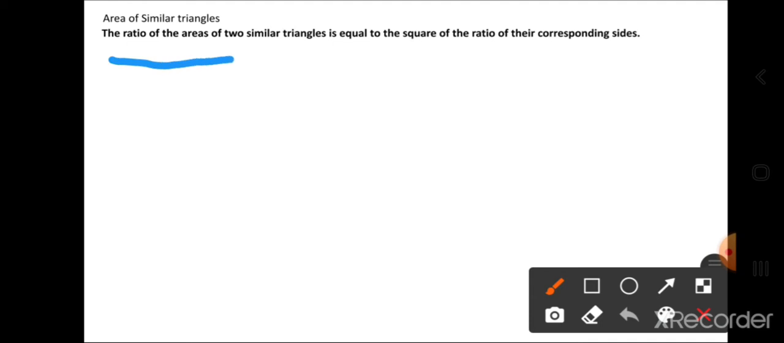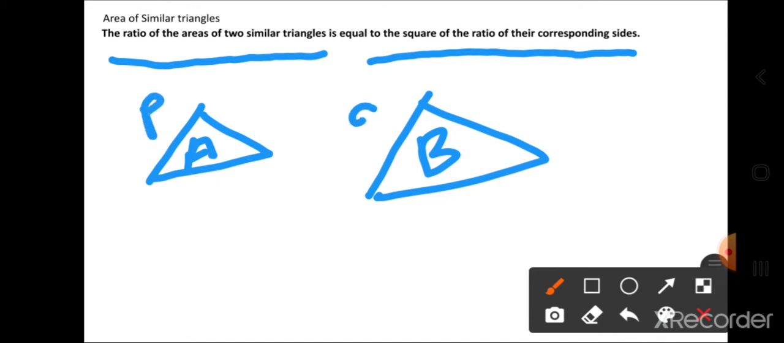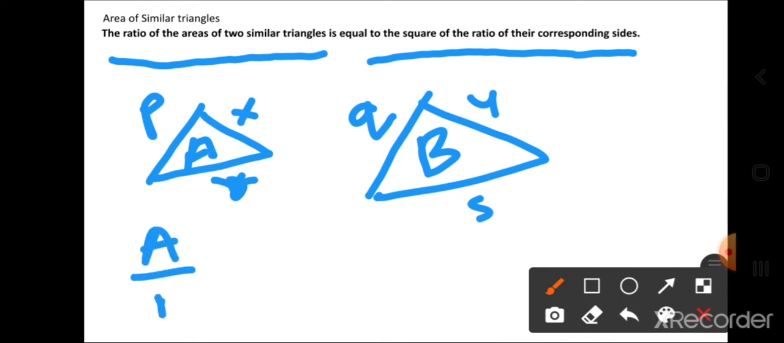the ratio of the areas of two similar triangles is equal to the square of the ratio of their corresponding sides. It means, suppose there are two triangles in this way. Let me name it as triangle A and let me name it as triangle B. So if its corresponding sides are P, Q, R, S, and X, Y, then what it states is that the area of triangle A divided by the area of triangle B will be equal to the squares of the ratio of their corresponding sides.